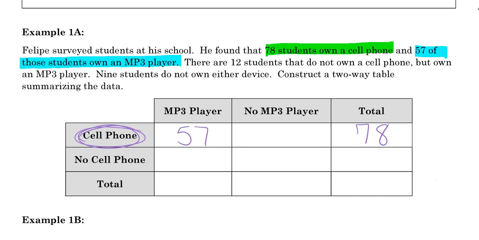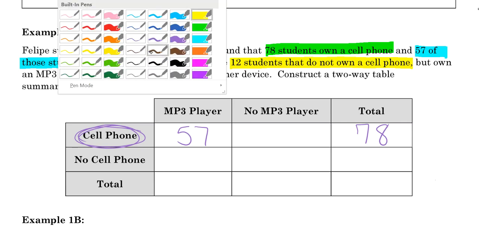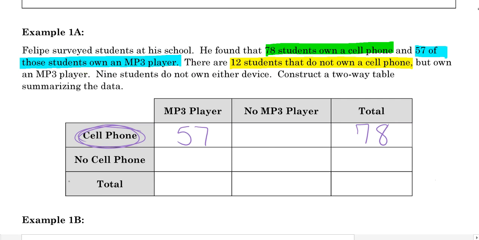We then see that there are 12 students that do not own a cell phone. So if I'm looking at my row of students who do not own a cell phone, it doesn't specify whether or not they own an MP3 player. It just tells me that 12 do not own a cell phone, but, I need to finish the statement, but own an MP3 player. That's pretty important. So that means that of the people who do not own a cell phone, 12 own an MP3 player. So that is going to be that first cell in that second row there.